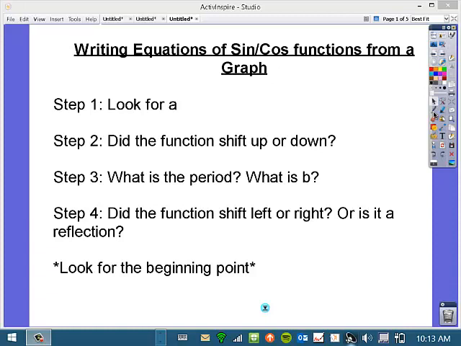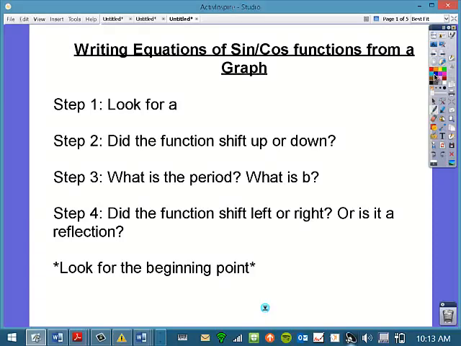Then we want to think about if the function shifted up or down. Those first two steps are pretty easy to identify. Next thing is a little bit more complicated. What is the period? So you want to see if you can figure out one period of your graph and see how long it is, and then that will help you determine what b is, because we know that our period is 2 pi over b. So we can solve for b if we know what the period is.